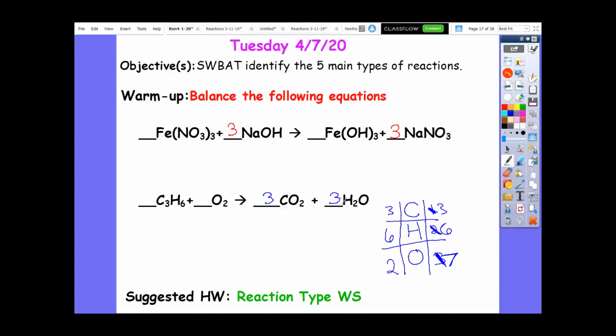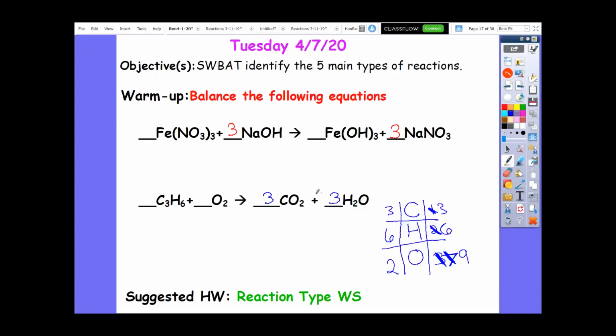But notice this also affects my oxygen. So from this compound, I have 3 times 2, I have 6 oxygens here. 3 times 1 gives me 3. So 6 plus 3 means that I now have 9 oxygens. So my carbons are settled, my hydrogens are settled, my oxygens need to be fixed.